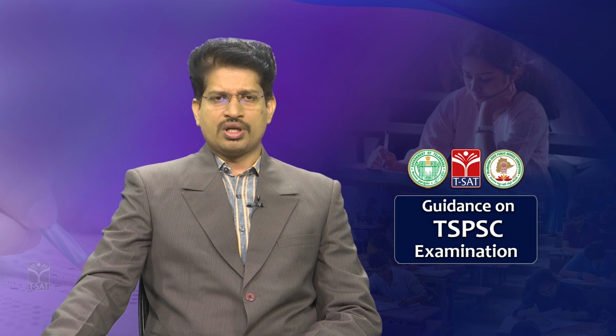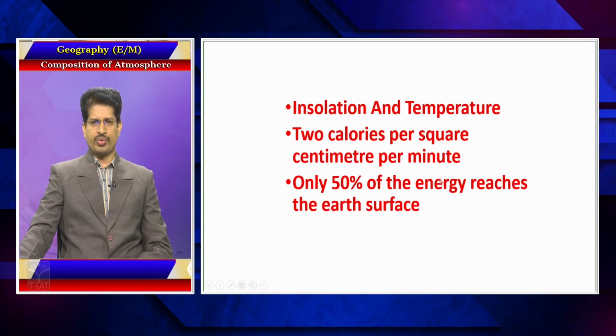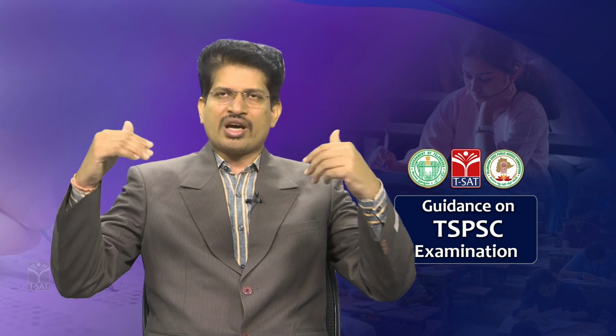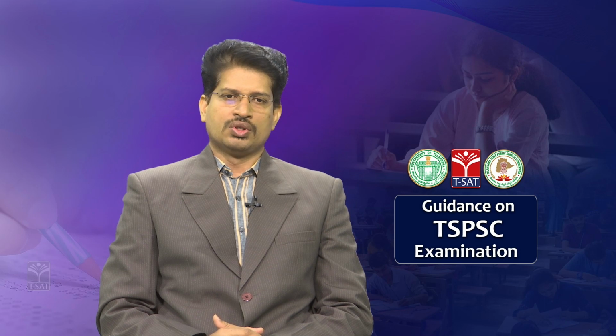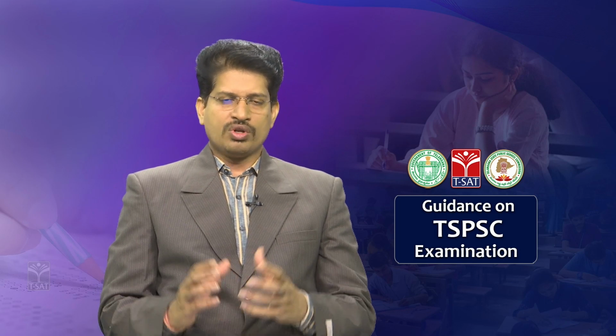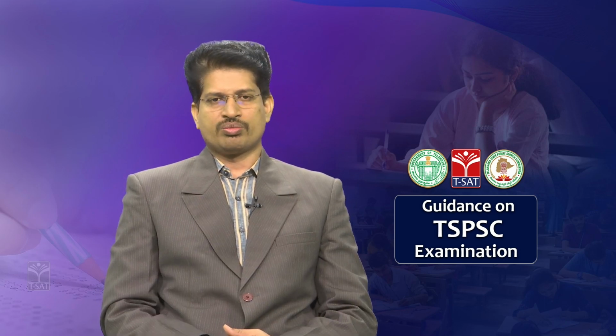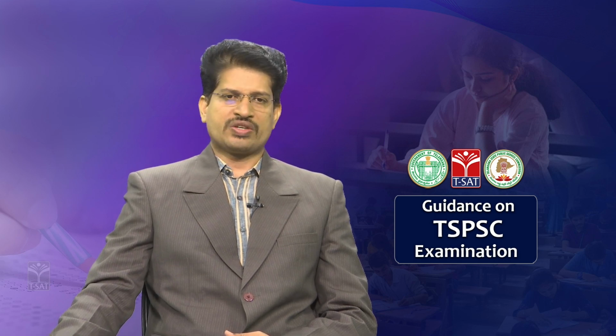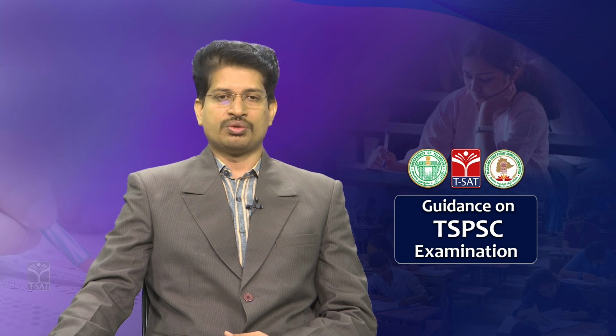Here, insolation and temperature: 2 calories per square centimeter is the amount of energy being absorbed by the surface of the Earth. Only 50% of the energy reaches the Earth's surface. Because of a phenomenon known as albedo, the energy is reflected back into space, because of which only 50% of the energy is received by the Earth. The reflecting nature of different surfaces of the Earth is known as albedo.